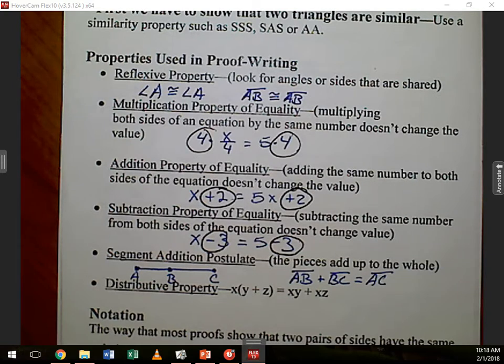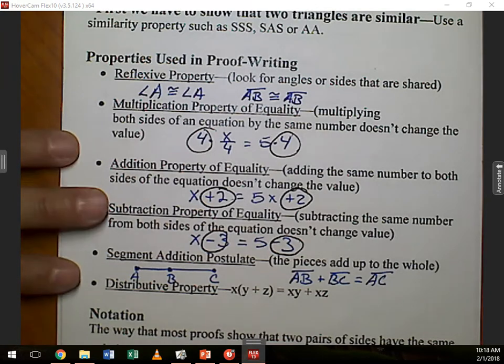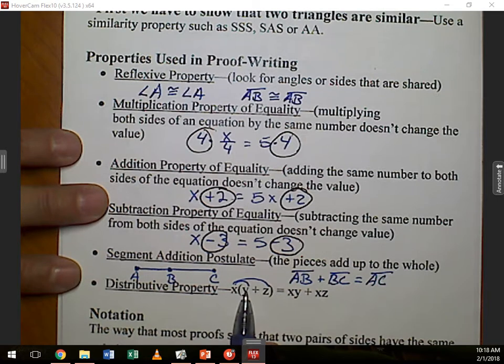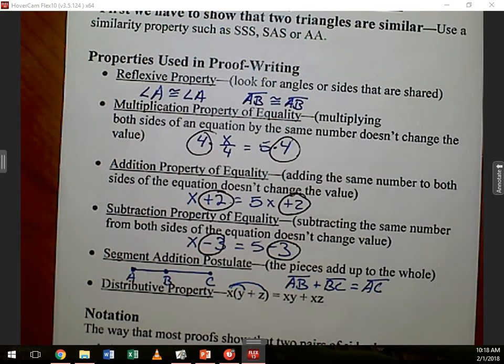So I know all you guys are writing this in your notes because you actually do need this. So, distribution property. In this case, distributing is a type of multiplication, so I have to multiply it to both numbers here, or in this case, both letters. So x times y gives me xy, plus x times z, xz. There's my distribution property.